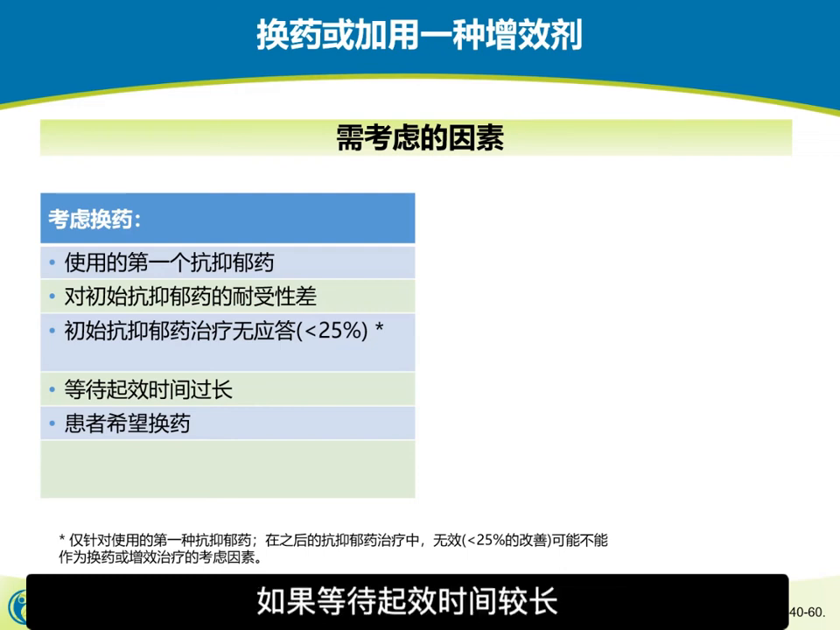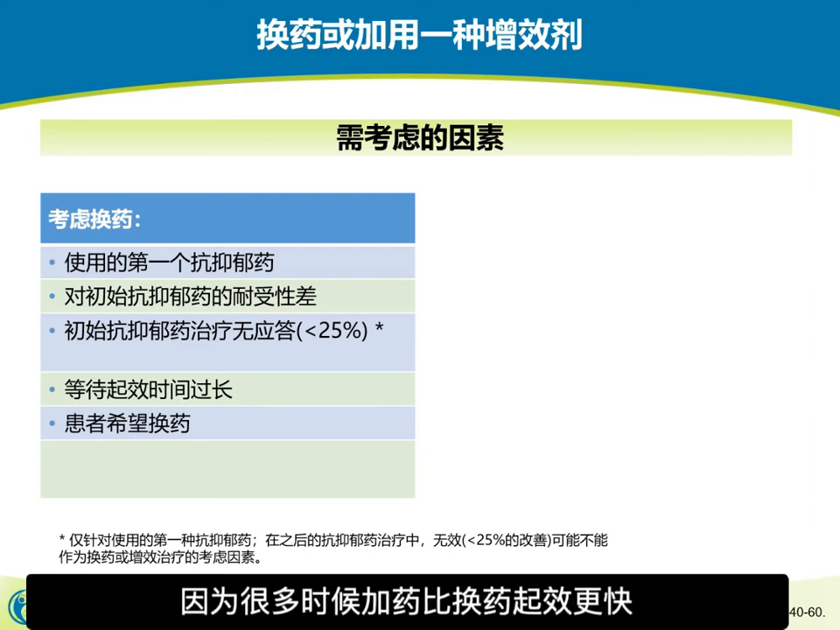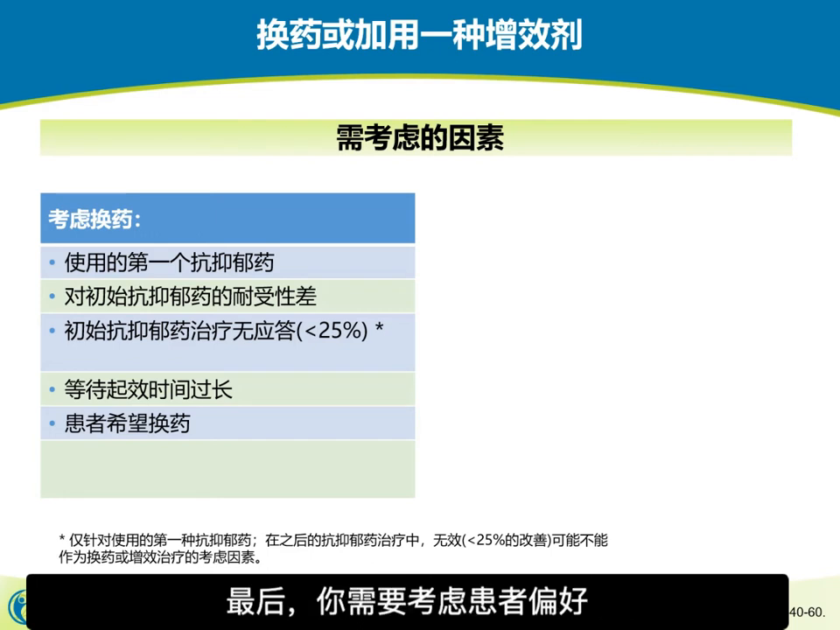If you have more time to wait for a response, so let's say the patient is getting another treatment like cognitive behavior therapy, you have a little bit more time, then you might consider switching, because some of the add-on strategies work a little faster than switching to another antidepressant. And finally, you need to consider patient preference. So perhaps the patient prefers to switch to a different antidepressant rather than adding on another medication.